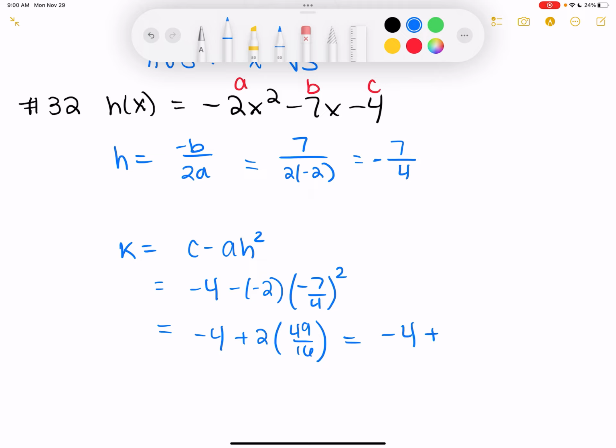-4 plus 49/8. You need to rewrite -4 with a denominator of 8, so that's going to be times 8. So -32/8 plus 49/8. That's equal to 17/8. Goodness, there's a lot of 8s. Yeah, it's because it's the common denominator.